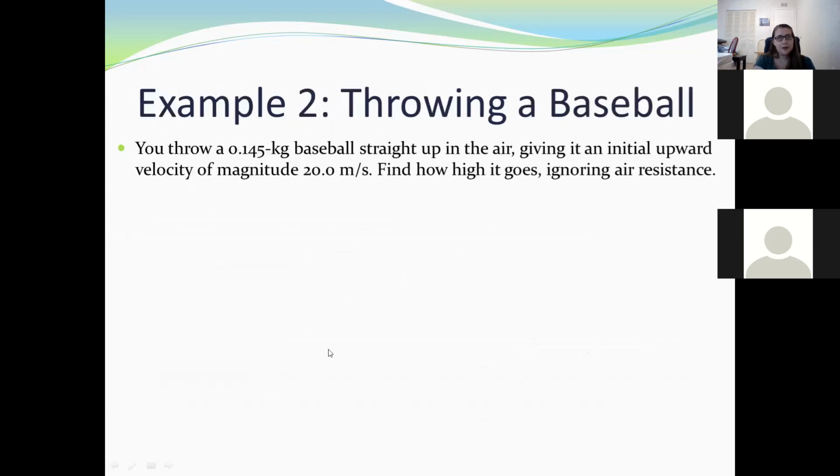All right, example 2, throwing a baseball. You throw a 0.145 kilogram baseball straight up in the air, giving it an initial upward velocity of magnitude 20.0 meters per second. Find how high it goes, ignoring air resistance. Again, air resistance would be another category, and we're just not there yet, so we'll ignore it for now.